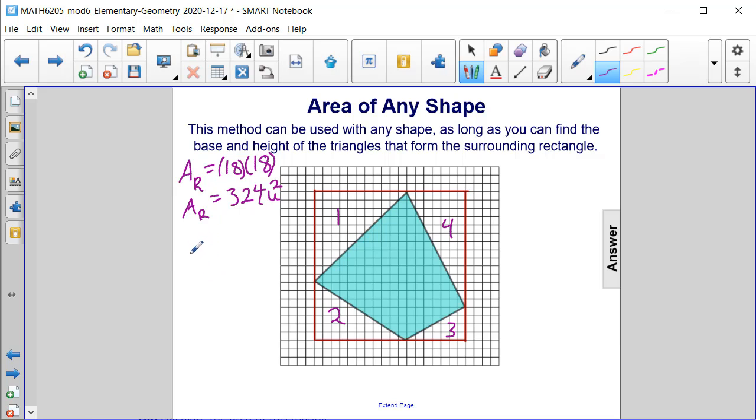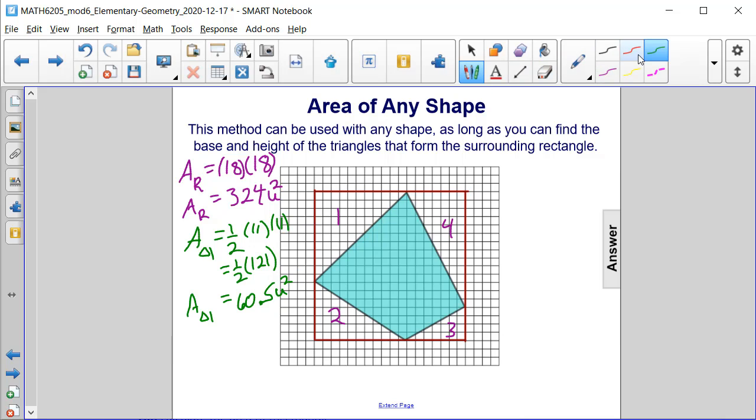Now let's try to find the area of triangle 1. So the area of triangle 1 is going to be 1/2. Its base is of length 1, 2, 3, 4, 5, 6, 7, 8, 9, 10, 11. And its height is 1, 2, 3, 4, 5, 6, 7, 8, 9, 10, 11. So that's 1/2 of 121, which is 60.5. So that's the area of triangle 1, and it's 60.5 square units.